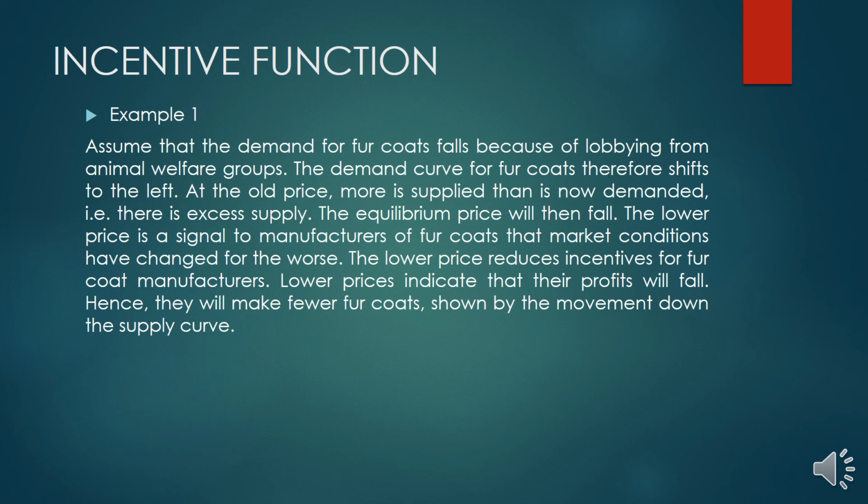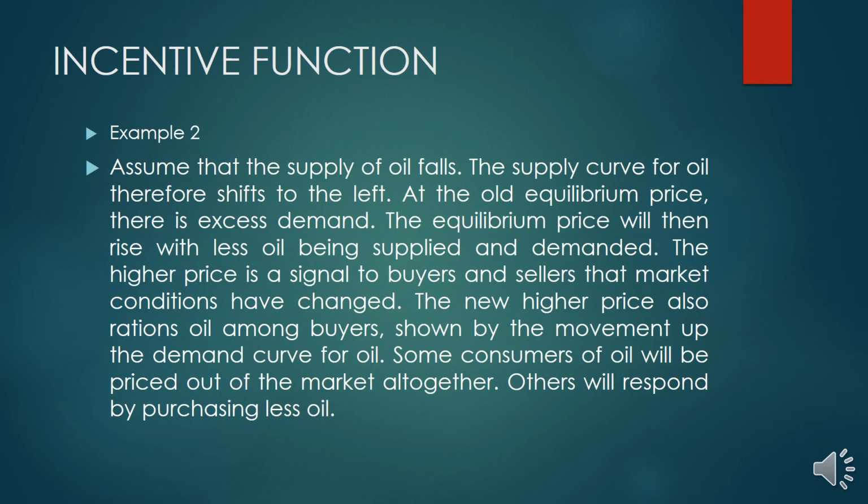Okay. Now we will check another example to understand the incentive function. Here is an example too. Assume that the supply of oil falls. The supply curve of oil therefore shifts to the left. A reduced supply of oil means the supply curve will shift left. At the old equilibrium price, there is an excess demand. The equilibrium price will then rise.